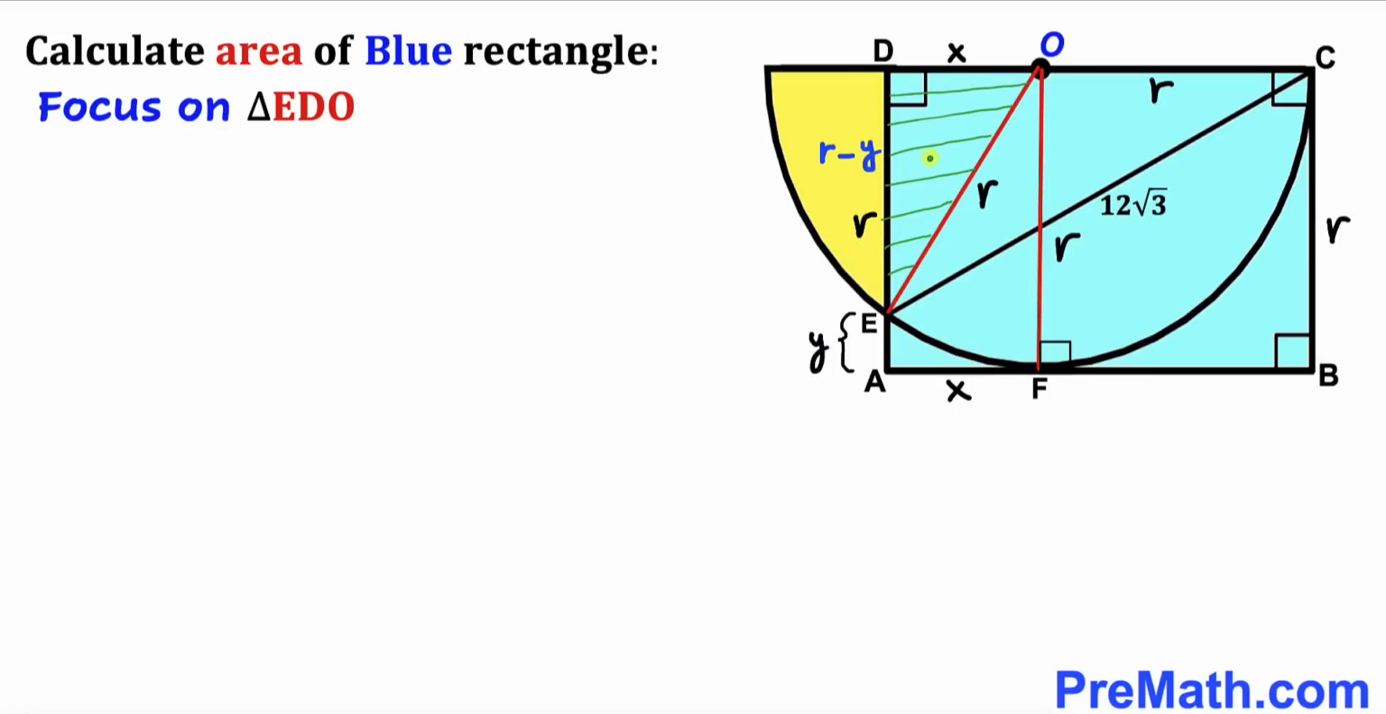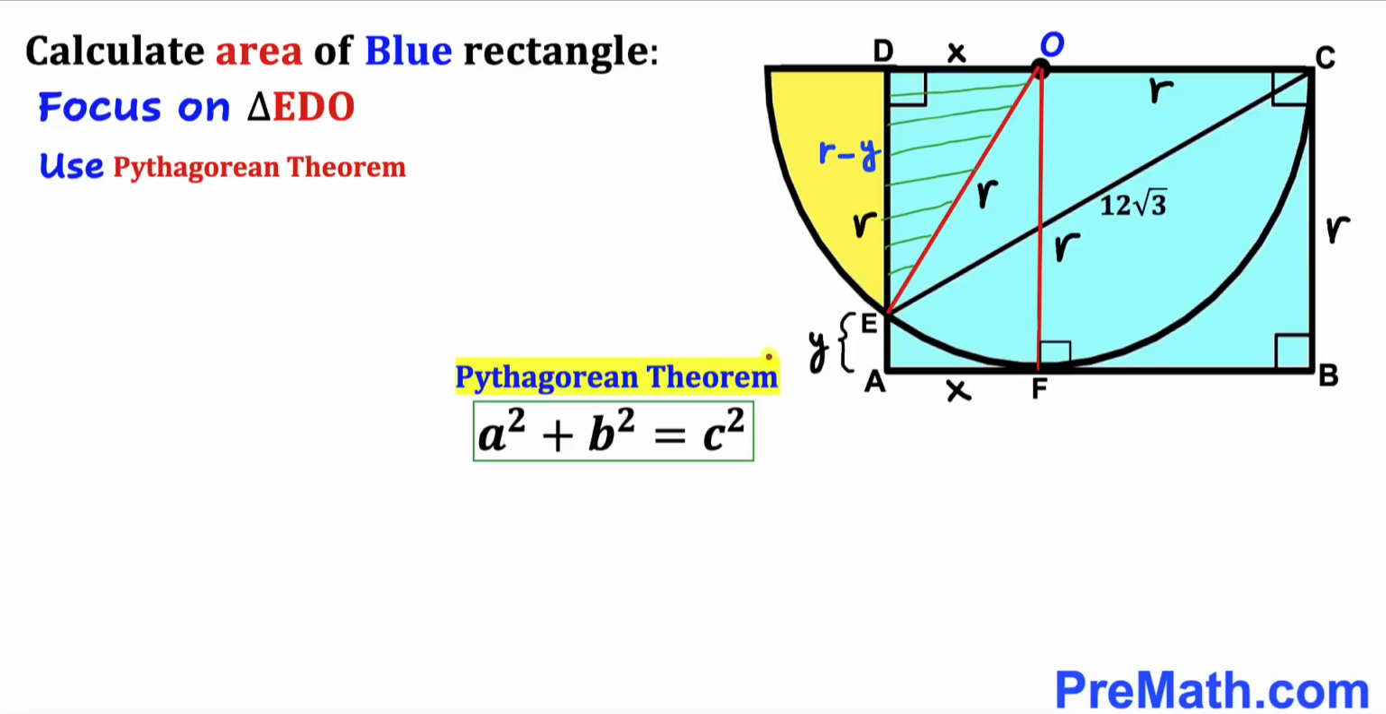Now since we are dealing with this right triangle, we are going to use the Pythagorean theorem. And here's our Pythagorean theorem: a square plus b square equals c square. Let me go ahead and call this longest side C. I'm going to call this side A and this side B. So let's fill in the blanks in this Pythagorean formula. A in our case is x. So this becomes x square plus b, in our case r minus y, whole square, equal to c, in our case r. So that's going to become r square.